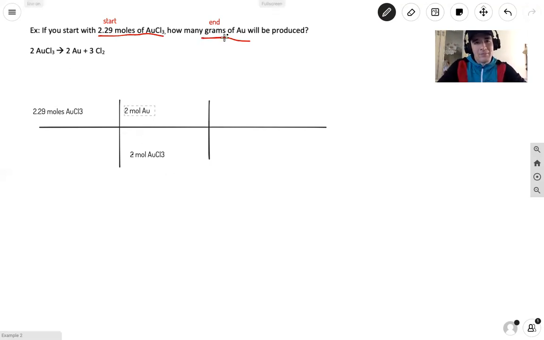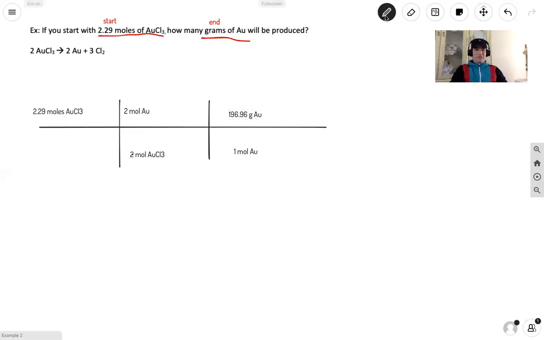I know I'm ending in grams of gold. So I have moles of gold up here. I need to put moles of gold down here to get rid of it. So I'm going to put 1 mole of gold down here. And I know that for every 1 mole of gold, based on my periodic table, the molar mass of that is going to be 196.96 grams of gold. Okay, so my problem's set up now.